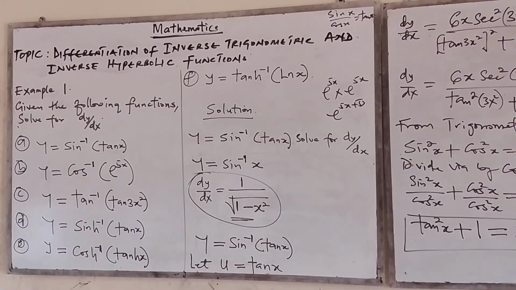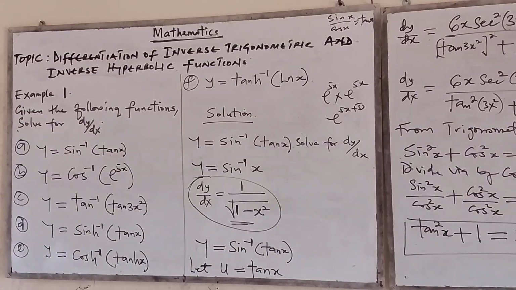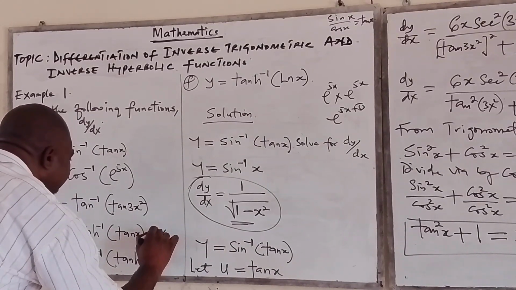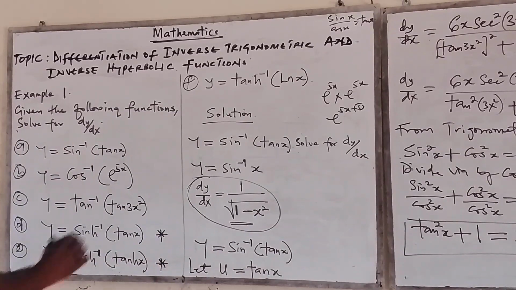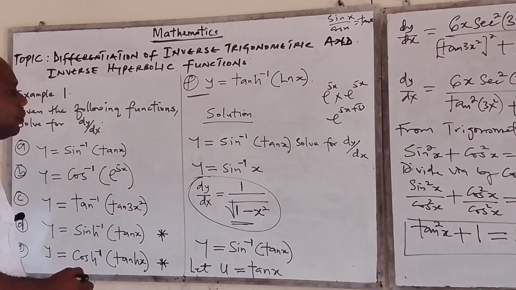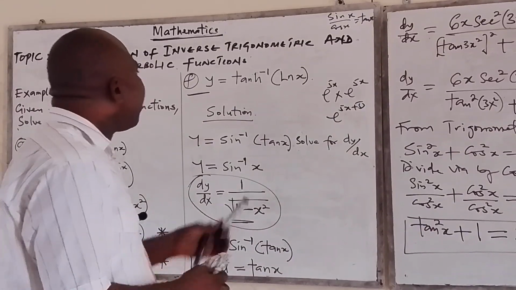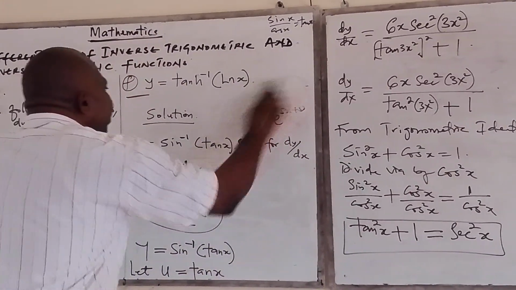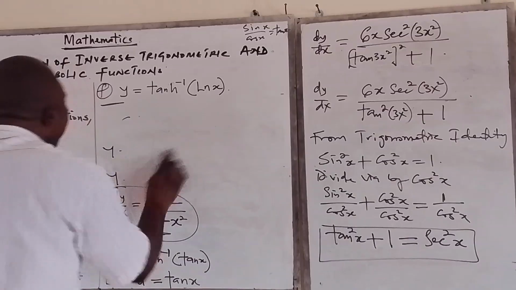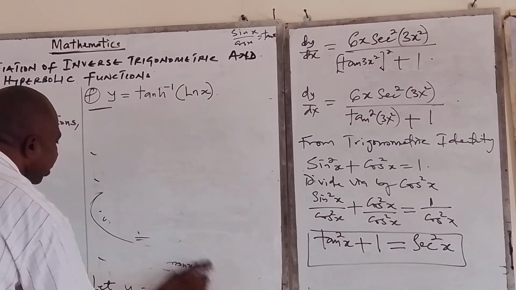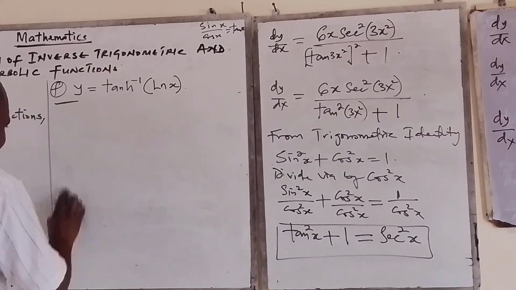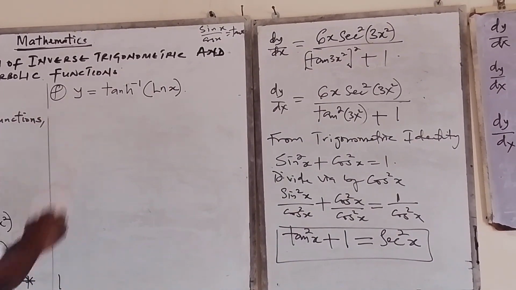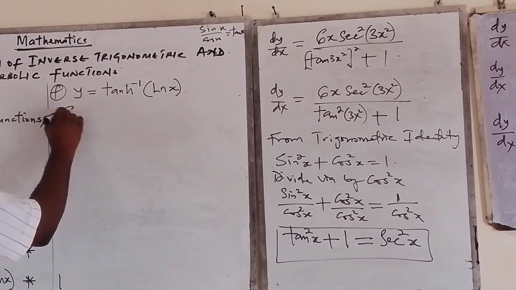So now I'm going to take question number F. Please take note, we have not actually done this. In question F, we have y is equal to the tanh inverse. That's an inverse hyperbolic function. So, solution.